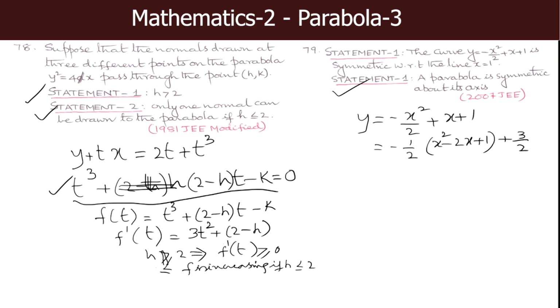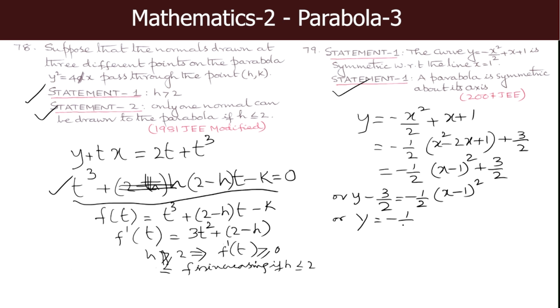Let's check that it matches. Half into 1 is 1/2, minus half into 1 is minus half, plus 3/2 gives 1, it matches. Minus half into minus 2 is plus x. So minus half into (x minus 1) whole squared plus 3/2. Or y minus 3/2 equals minus half into (x minus 1) whole squared. Or capital Y equals minus half of X squared, with respect to (1, 3/2) as origin.